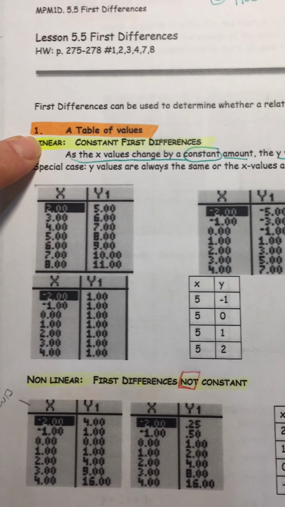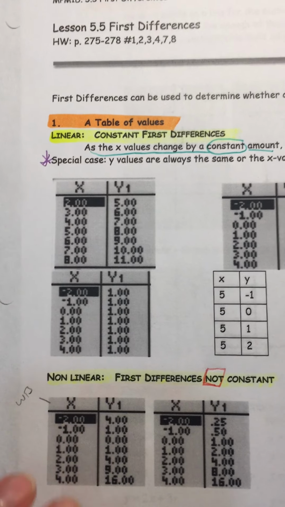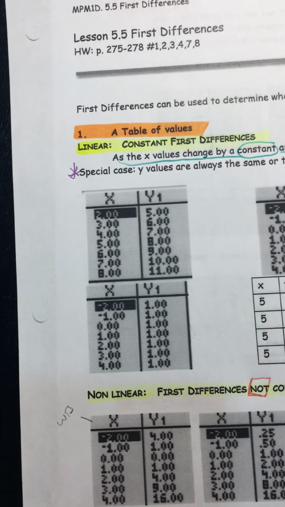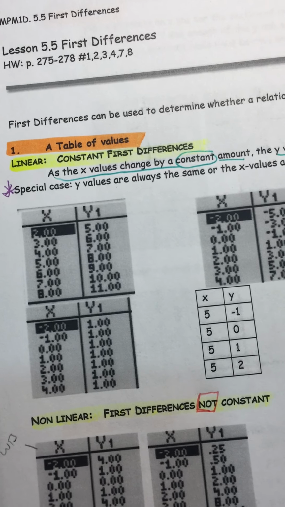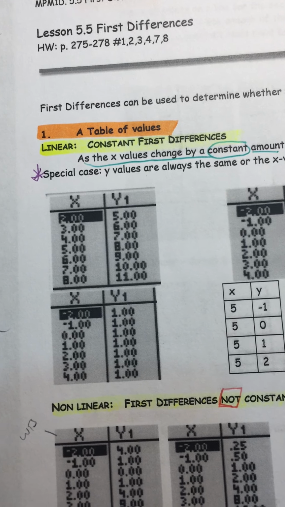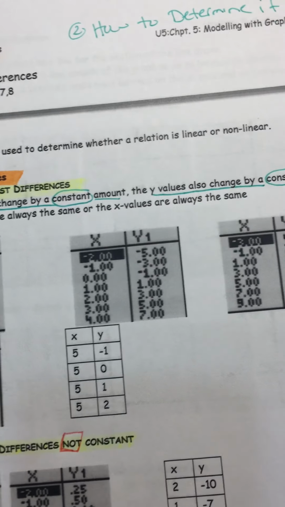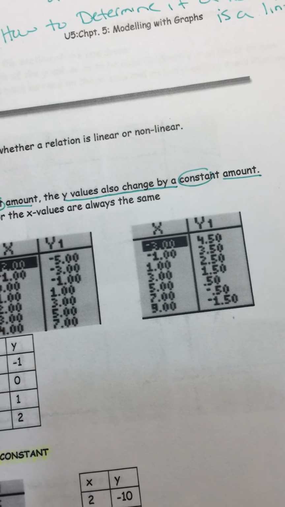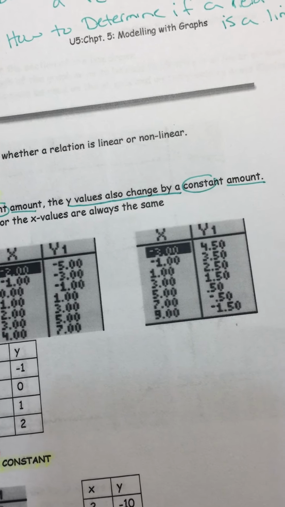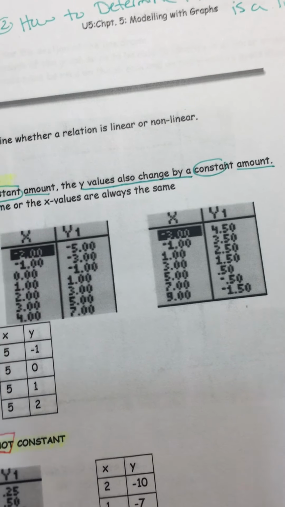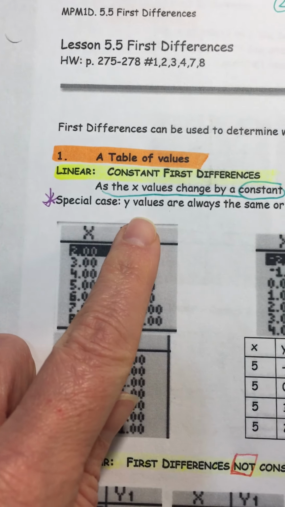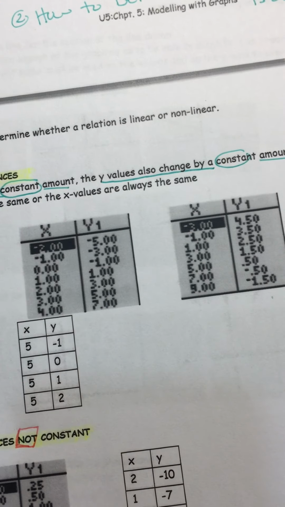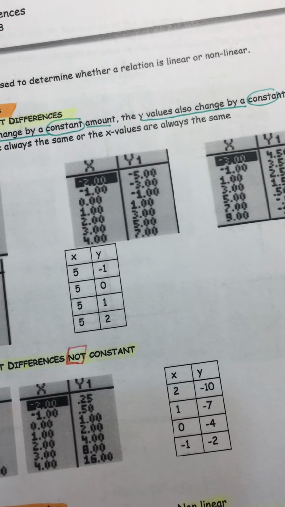The first method we use on a table of values is called first differences. If you have a linear relationship, that means you will have constant first differences. The word constant means always the same. As the x values change by a constant amount, the y values will also change by a constant amount. A different amount, but it'll be constant between the x's and constant between the y's. There is a special case, and that is when the y values are always the same or the x values are always the same. Those are two unique cases that you have to watch out for.